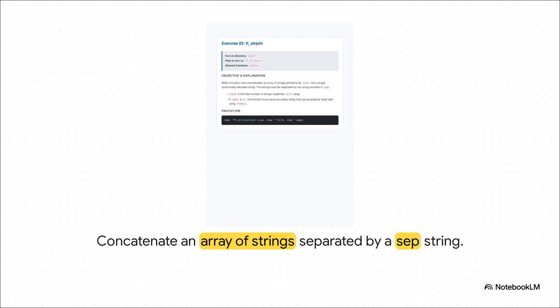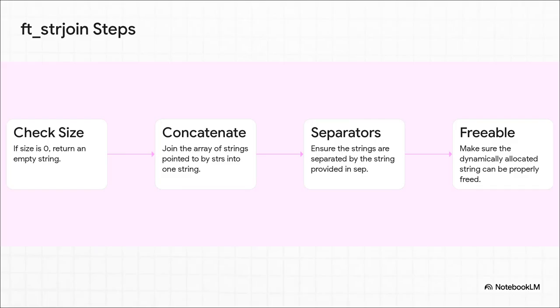char pointer, ft_string join. We have strs, which is our array of strings, essentially a 2D array of characters. We have size, which tells us exactly how many individual strings are inside that strs array. And finally, we have sep, the separator string that needs to be copied between every single word we're joining. This exercise brilliantly illustrates why you need meticulous planning before dynamically allocating memory.